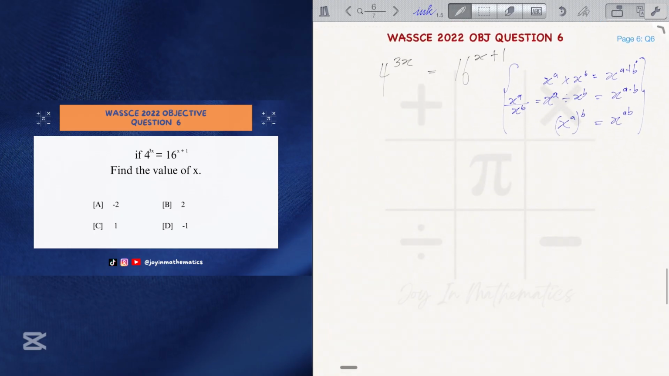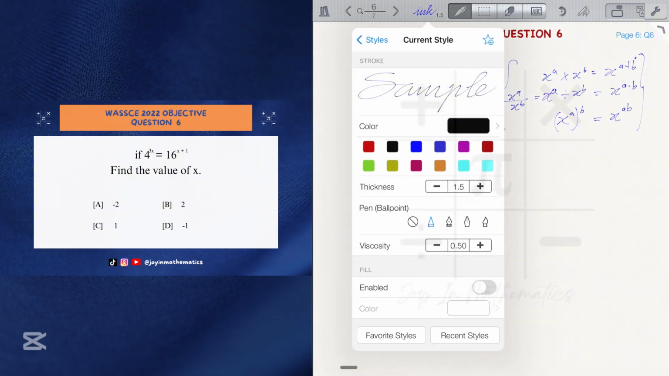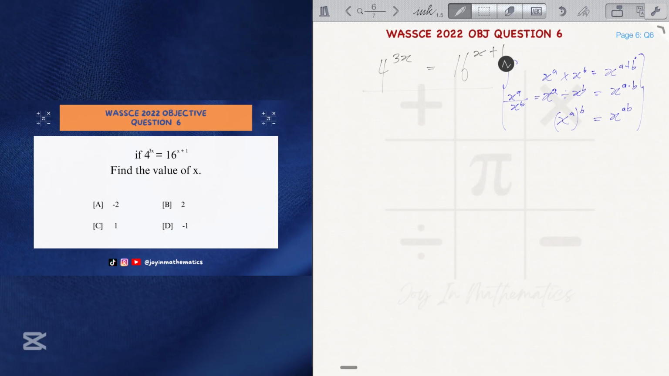WAEC 2022 objective question 6. The question says we should find the value of x given 4 raised to the power of 3x is equal to 16 raised to the power of x plus 1. Now 4 and 16, are they of the same base? No. But can they have the same base? Yes, because 4 is equal to 2 raised to the power of 2 and 16 is equal to 2 raised to the power of 4.